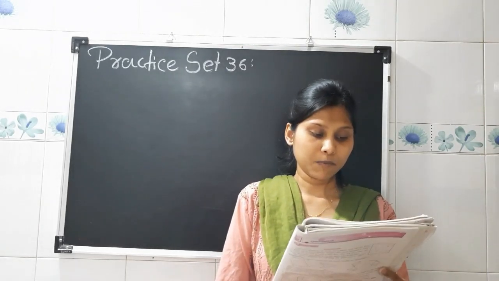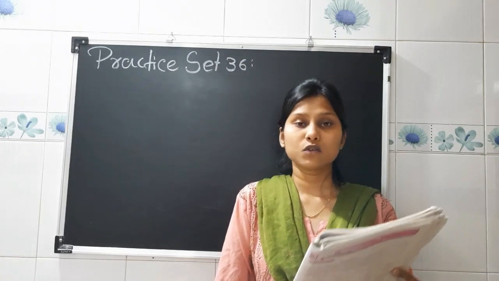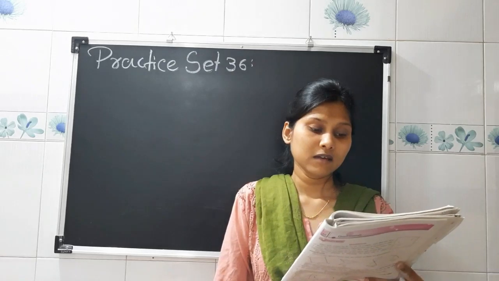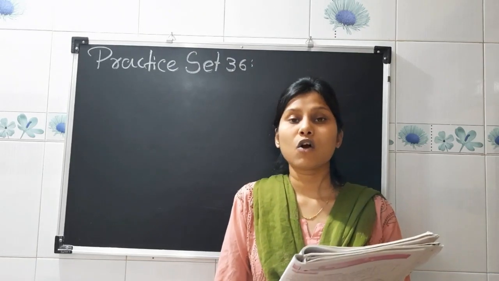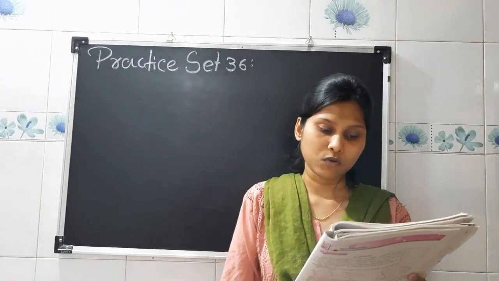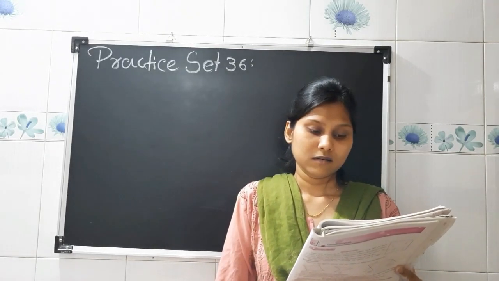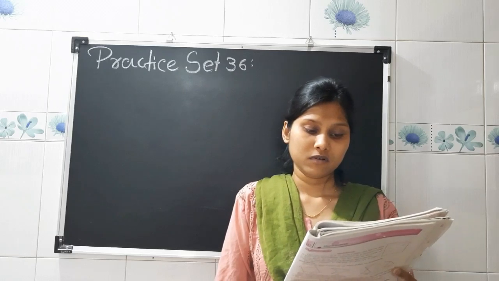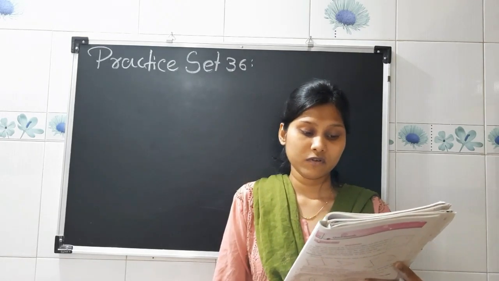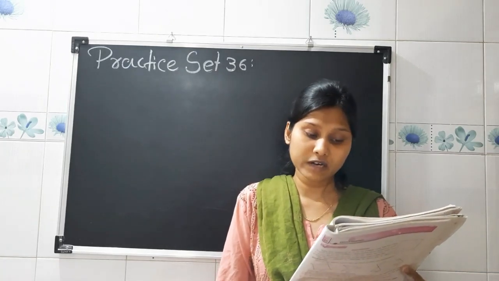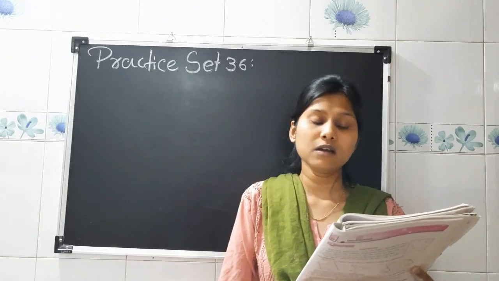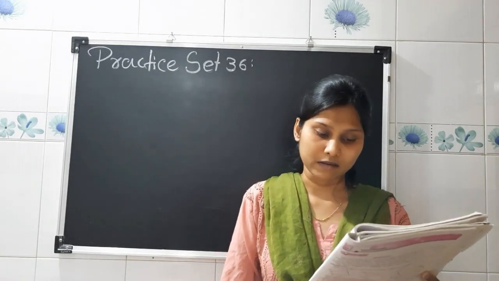Okay, for example, triangle ABC. Okay, so you have to write that all the sides of the triangle ABC are of equal length. Therefore, triangle ABC is an equilateral triangle. Okay, then triangle DEF. All the sides of the triangle DEF are of different length. Okay, so it is called as scalene triangle. So triangle DEF is a scalene triangle.